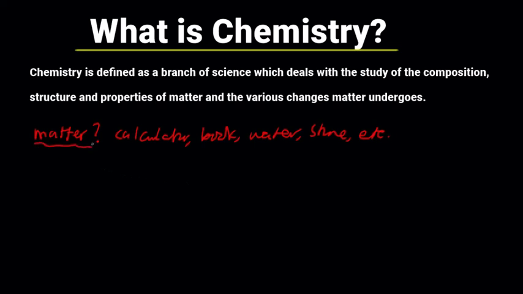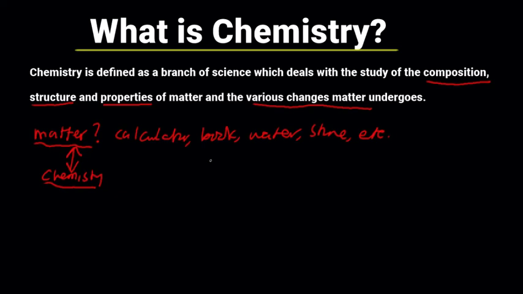Now, why do we have to know matter before we can explain what chemistry is? The reason is because there is a relationship between chemistry and matter, because chemistry is all about matter. So chemistry is defined as a branch of science which deals with the study of the composition, the structure, and properties of matter, and the various changes matter undergoes.